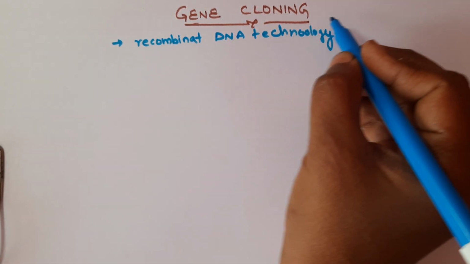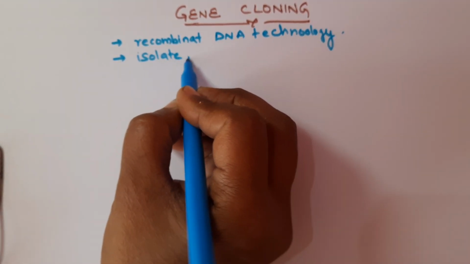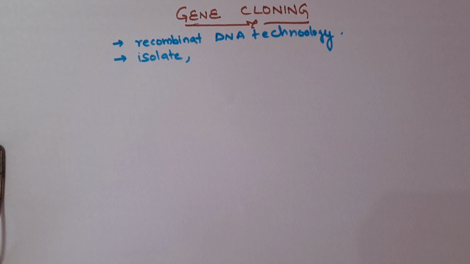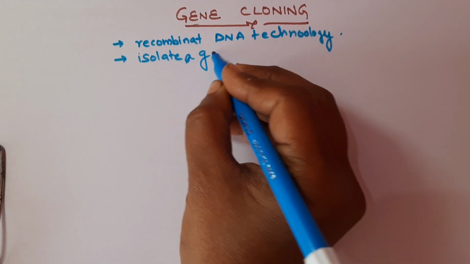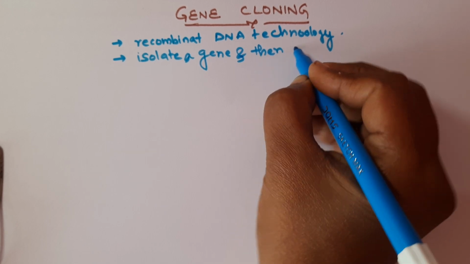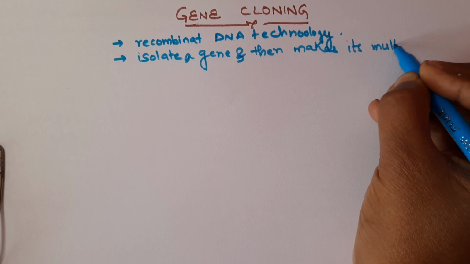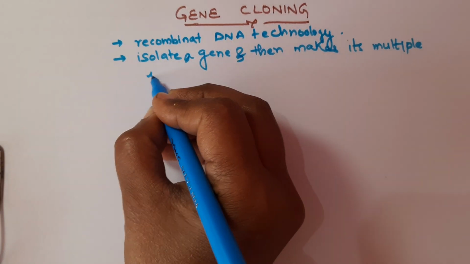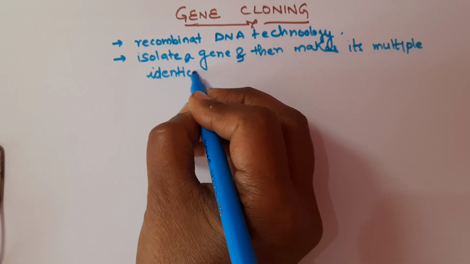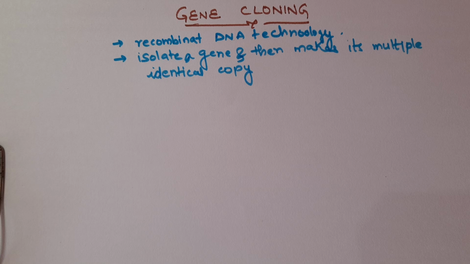So in this process, in short, first of all we isolate. Sometimes in the examination only this definition is asked, so just to give you a brief introduction, it's the process where we isolate a gene and then make multiple identical copies of it. Making multiple identical copies of a gene is the literal meaning of gene cloning.